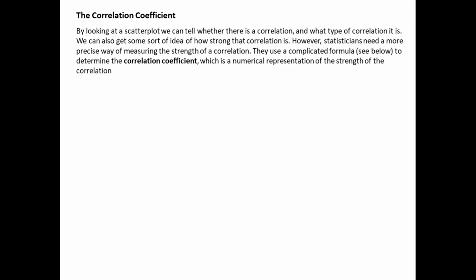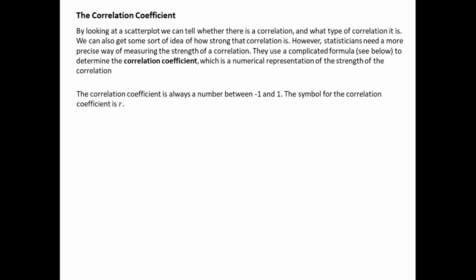Well, so we can use a scatter plot to see whether there is a correlation and to see whether it's positive or negative and to have some rough idea of how strong it is, but statisticians need a much more precise way of measuring the strength of a correlation. They can't just say, well, it looks to me to be pretty strong. They need a precise way of measuring it, and the way that they do that is with the correlation coefficient. The correlation coefficient is generated using a complicated formula, which we're going to see just now, and that complicated formula gives us a number that represents the strength of our correlation. That number is always between -1 and 1, and the symbol for this correlation coefficient is R.